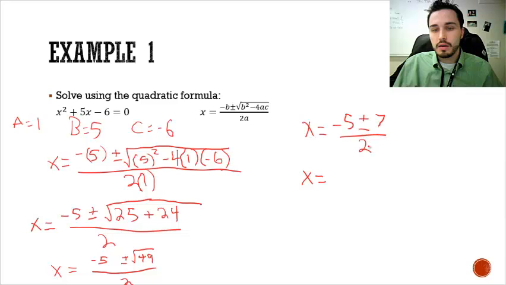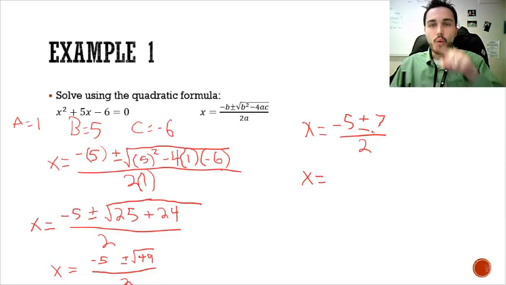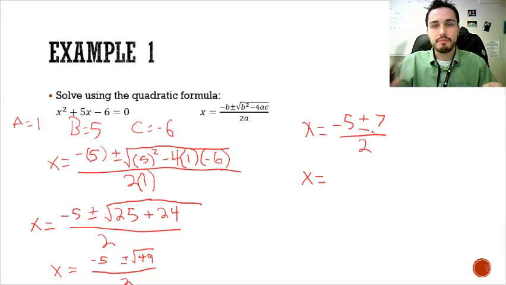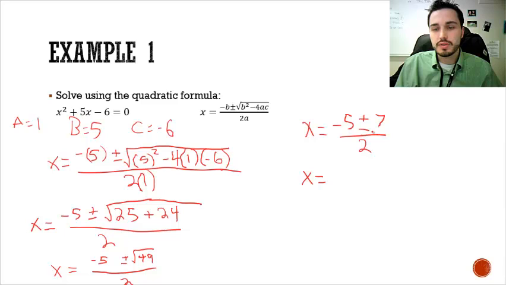Now this would be a good time to split this into two things. Once where I do negative 5 plus 7, and once where I do negative 5 minus 7. We'll still leave it as a fraction, and then we'll simplify the fraction as the very last thing. So negative 5 plus 7 is 2. And then alternatively, negative 5 minus 7 is negative 12.